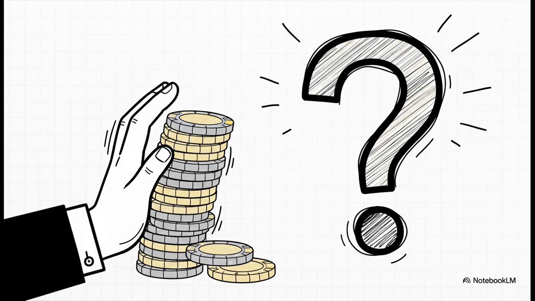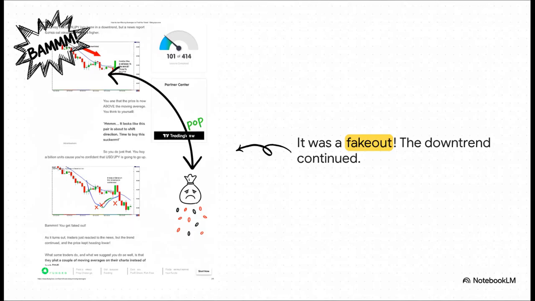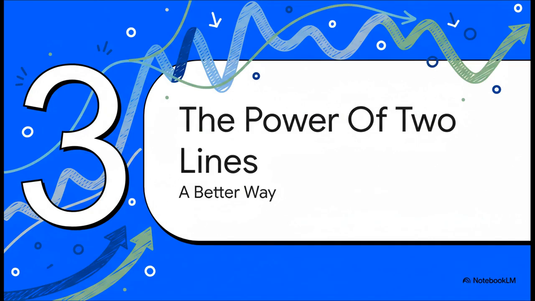You're all in, totally convinced you've nailed the turning point, but then, bam! You got faked out. The price just stalls out, it reverses, and it plunges right back down below the moving average. That little pop to the upside, it was just noise. It wasn't a real trend change at all. The downtrend just picked right back up, and now you're stuck holding a losing trade. Ouch. So how do we stop this from happening? How do we avoid that trap?